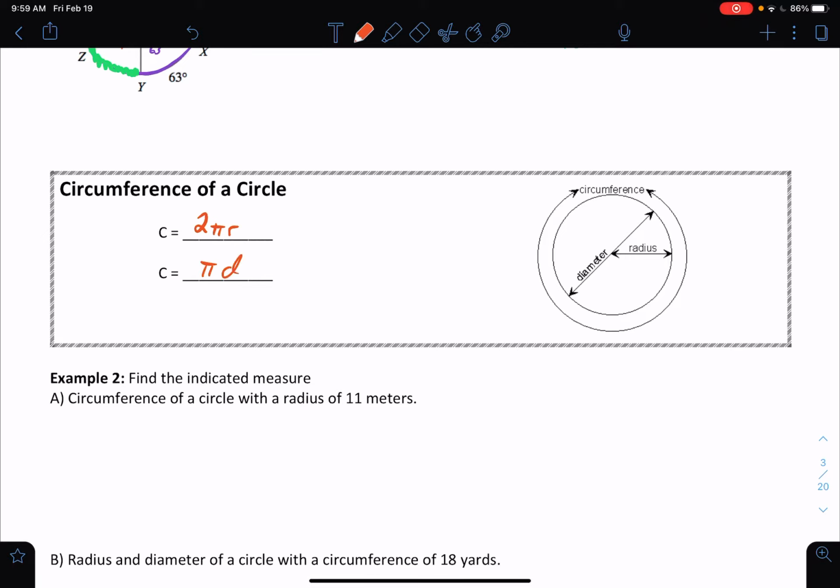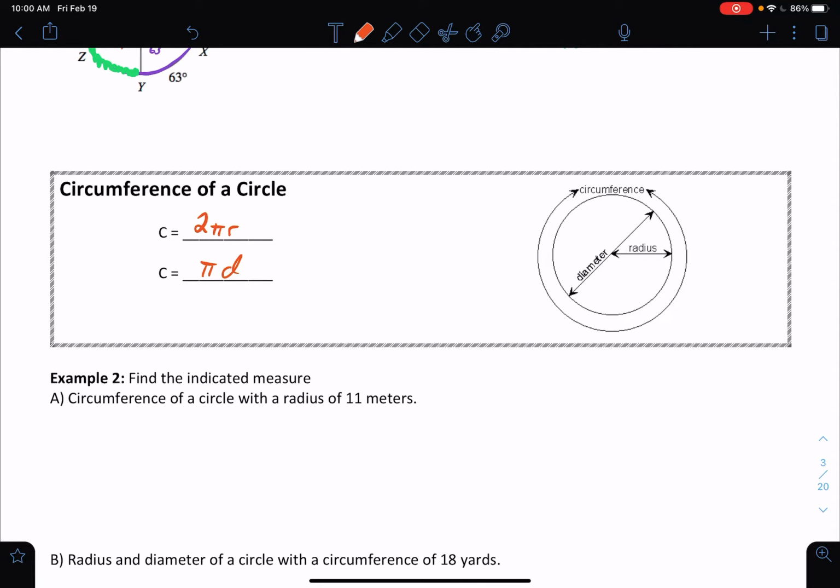Yes, I'm sure you're familiar with pi, 3.14159, and so on. Pi is the ratio of the circumference and the diameter. So pi is going to be showing up a lot when we're dealing with circles. So we've got these two formulas that we could use to talk about circumference.